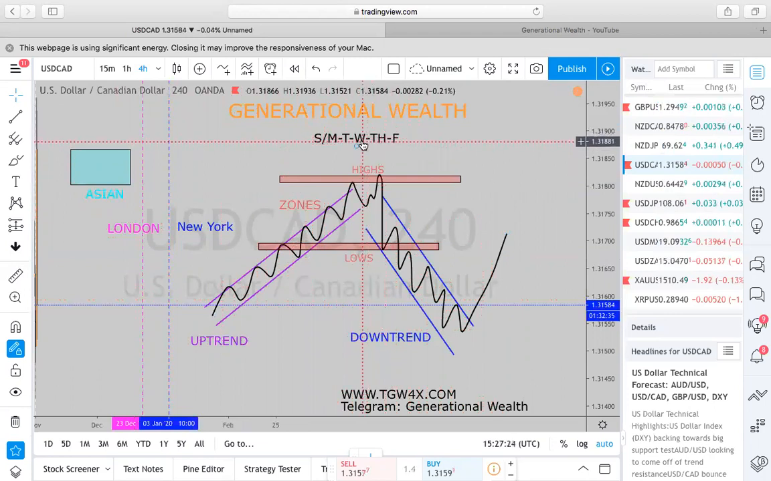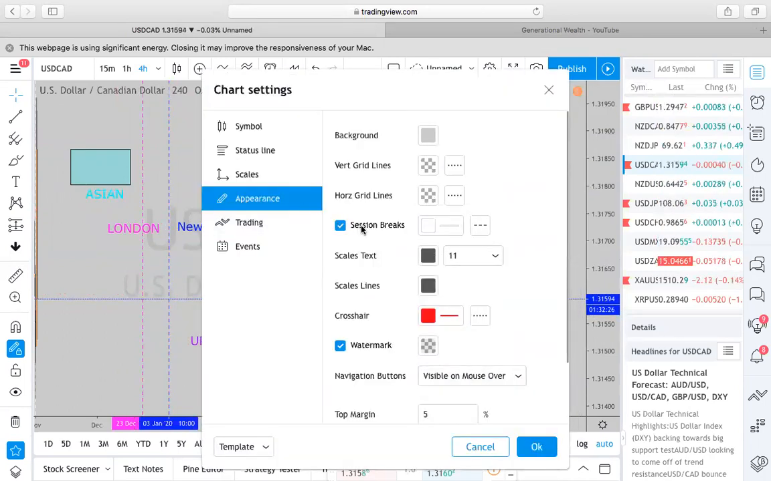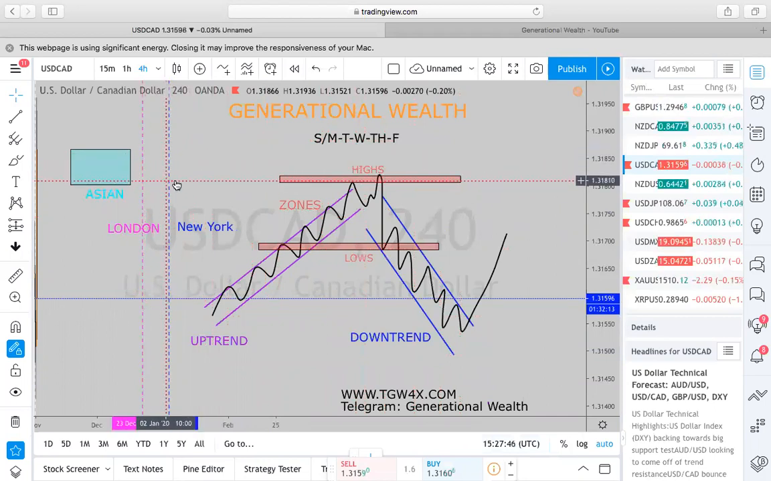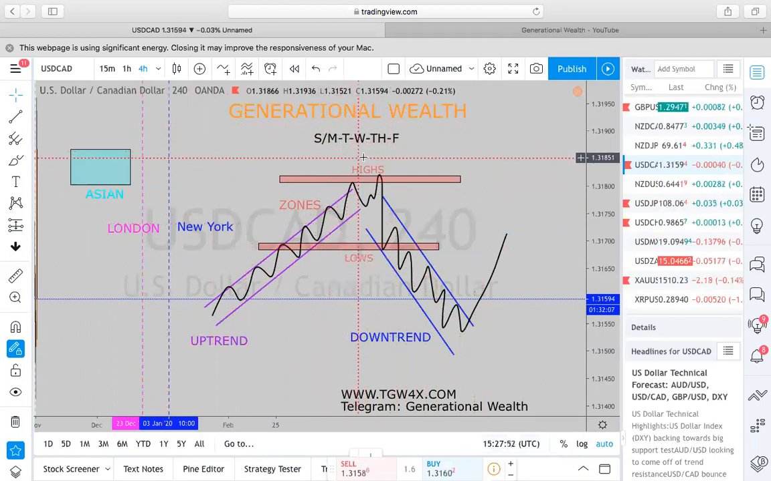Like I was saying, if you go to session settings and left click, you can go to appearance and go to session breaks. You want this session breaks box turned on. What that will do is enable these vertical lines in the background of your chart, separating the days of the week. And you'll see that soon.